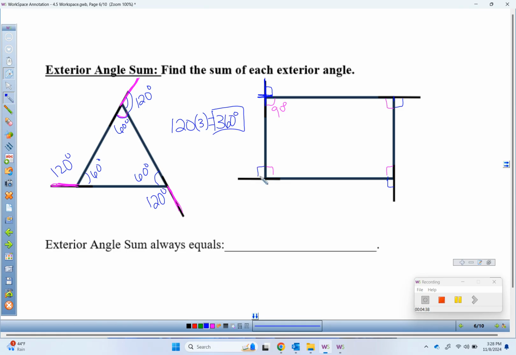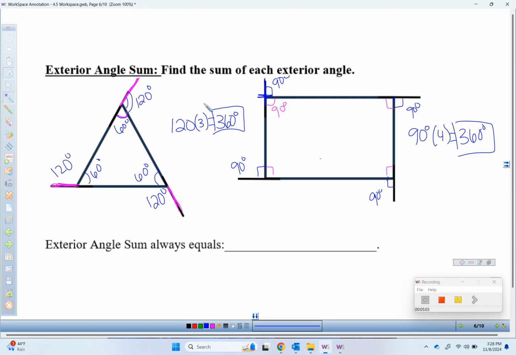So you can see that these are all also 90 degrees on the exterior, and the number of exterior angles is going to be the same as the number of interior angles. So in this case, if we have 90 degrees and take it times the number of exterior angles, we get 360 degrees.